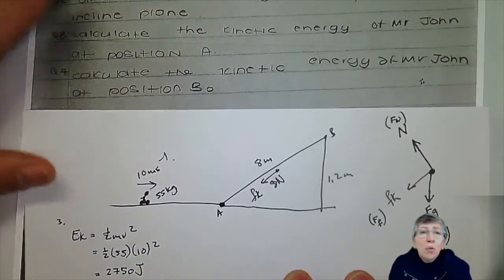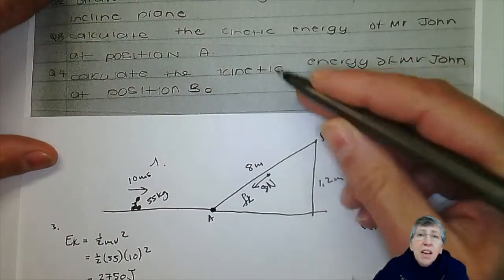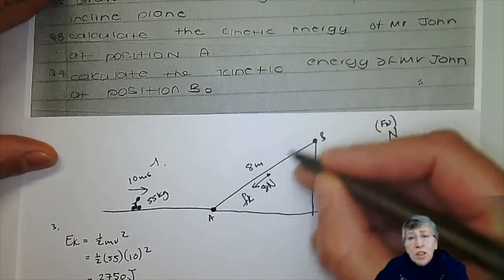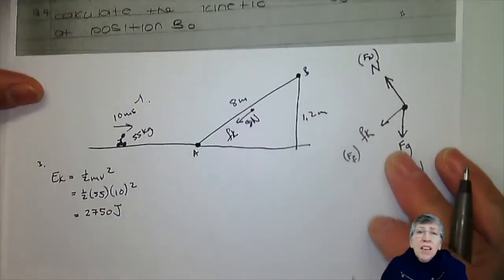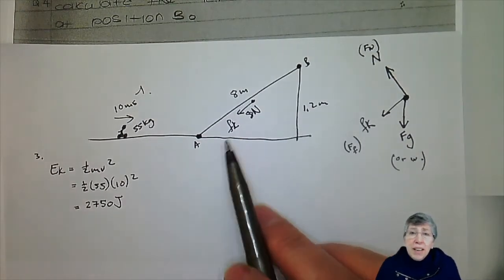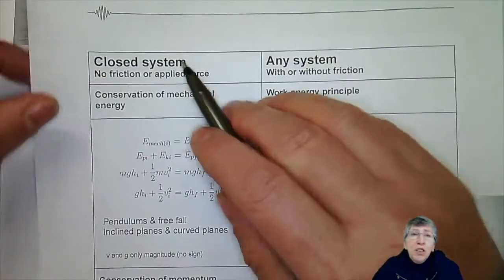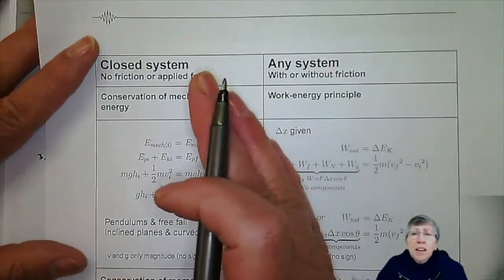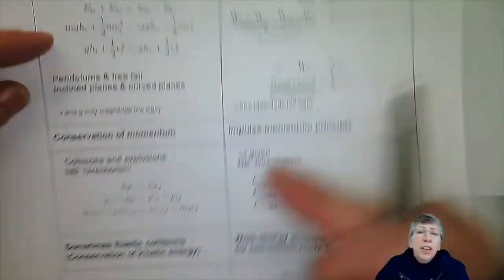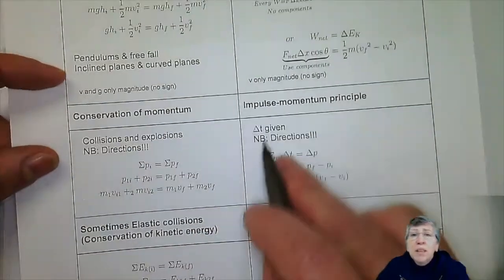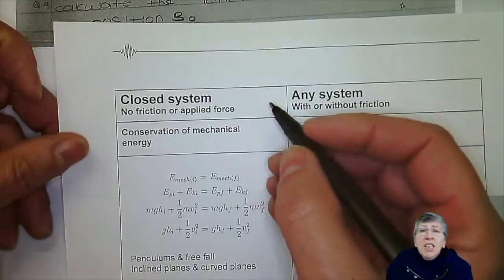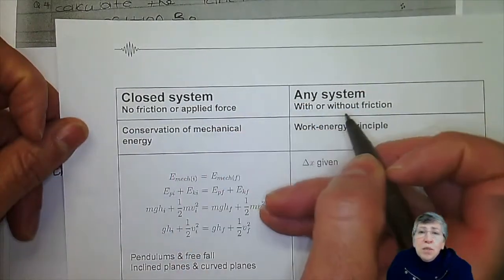Now for question 4, they ask us to calculate the kinetic energy up there. So obviously now I have to work with this movement. Now if I look at this, I have to decide which equation to use. Remember, when you want to choose equations, you have to choose between different ones: conservation of mechanical energy, the work energy principle, the conservation of momentum, the impulse momentum one. What is the most important thing? The most important thing is looking for a closed system or not.